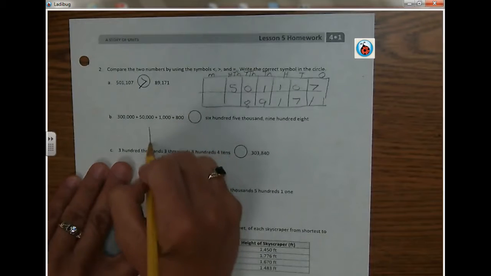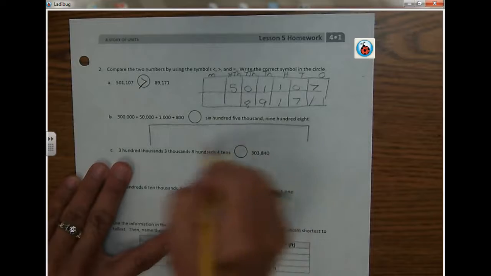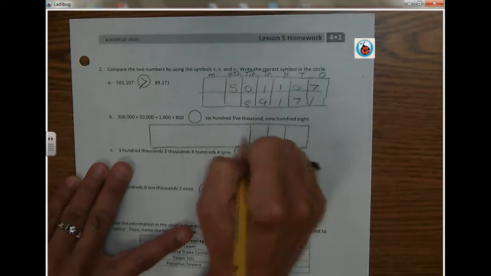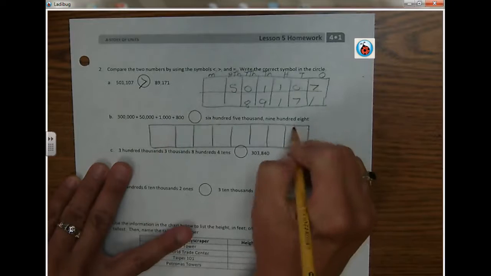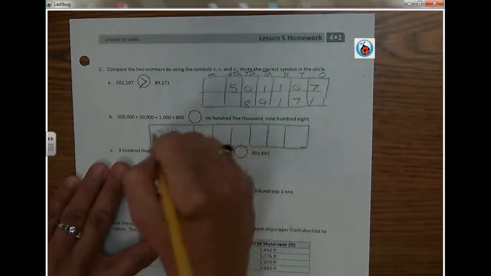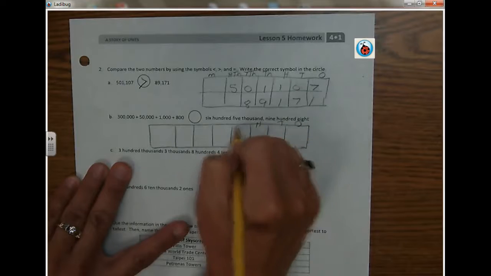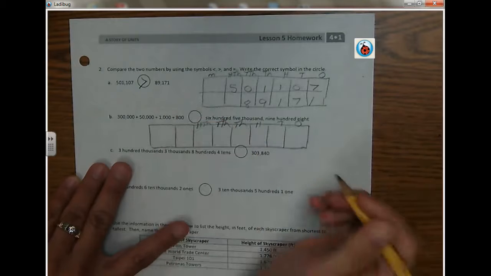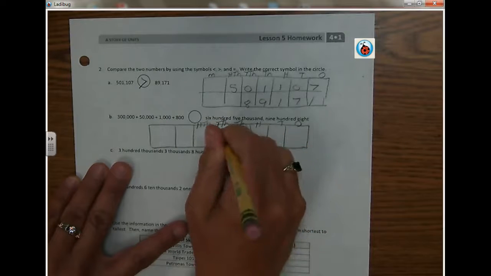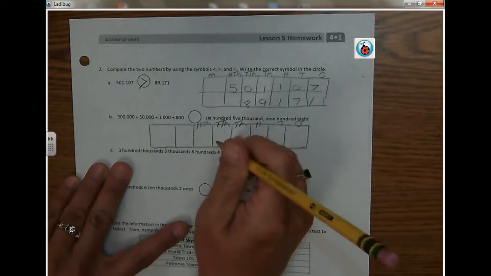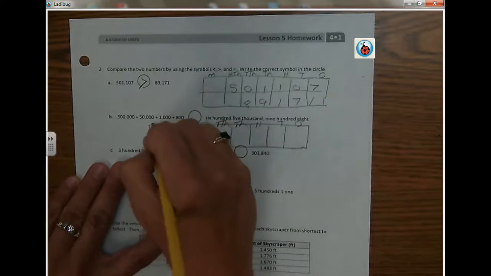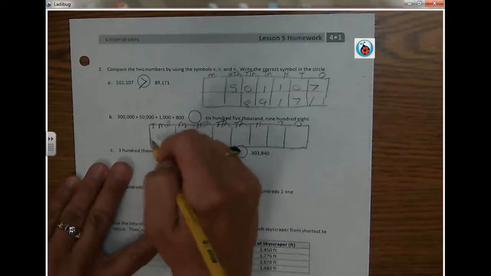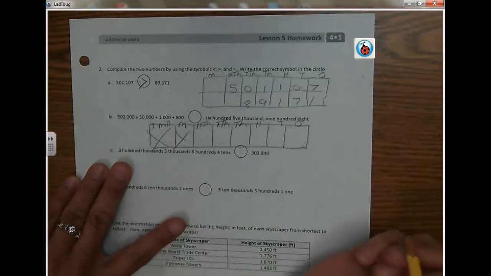Now when we go down to the second one, letter B, we can still use our place value chart. Okay, so this is ones, tens, hundreds, thousands, 10,000s, 100,000s. No, ones, tens, hundreds, thousands, 10,000s. 1, 2, 3, 4, 5, 6 millions. I made one more, 10 millions. Okay? So, we don't need the 10 millions. We don't really need the millions either.